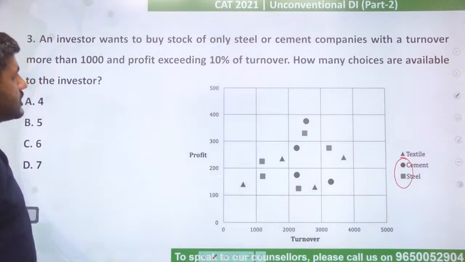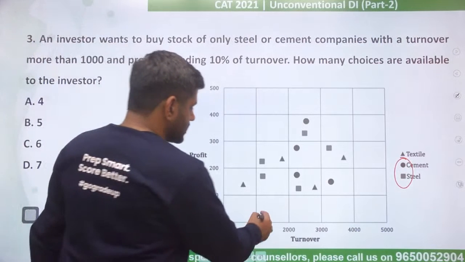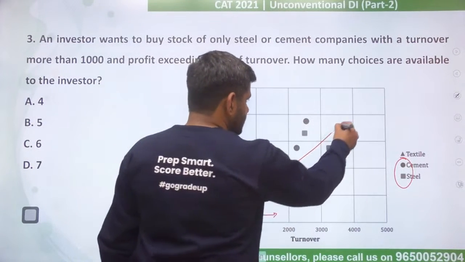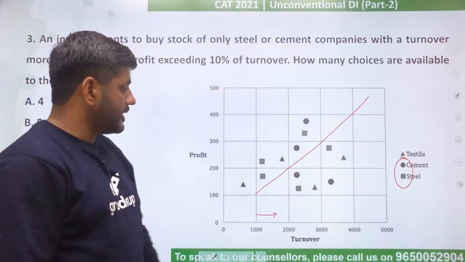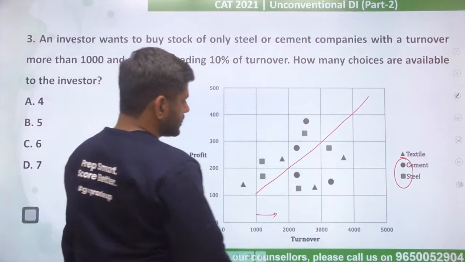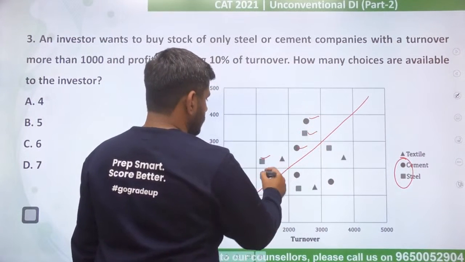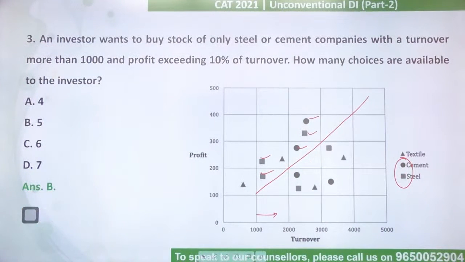With a turnover more than 1000 and profit exceeding 10%. Turnover more than 1000 means beyond this. Profit more than 10% means above this line. So above this line, circles and squares, which all are there? Circles and squares above this line are 1, 2, 3, 4 and 5. So therefore our answer is option B, that is 5.